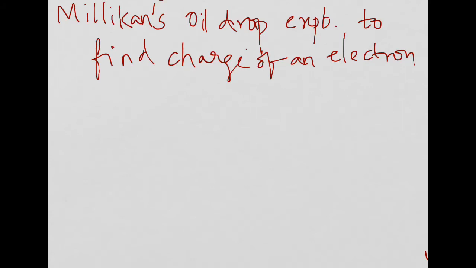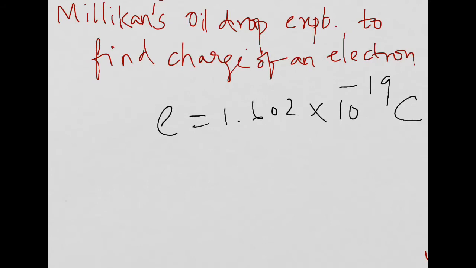Millikan's oil drop experiment. Millikan wanted to find the charge of an electron. We all know the charge of an electron is 1.602 × 10^-19 coulomb. What is the experiment he did to find out the value of e, that is 1.602 × 10^-19 coulomb? That is the question.